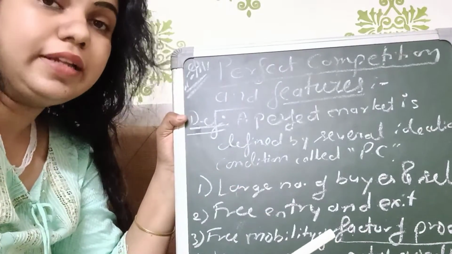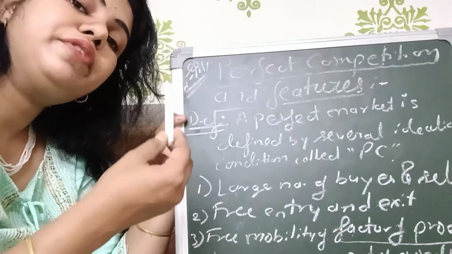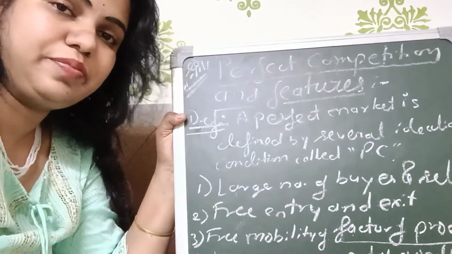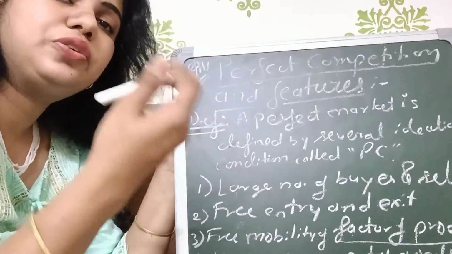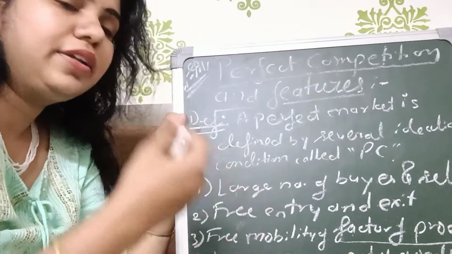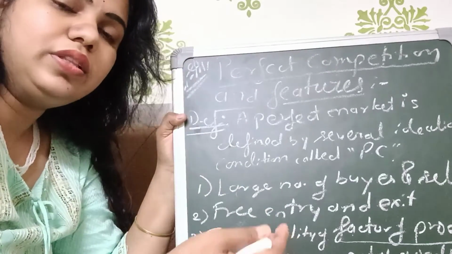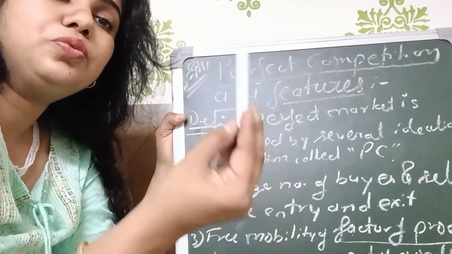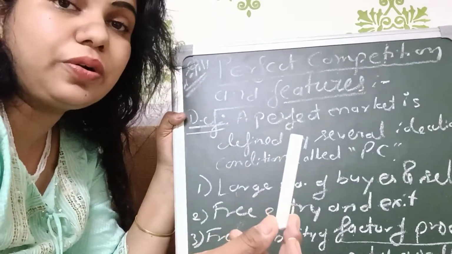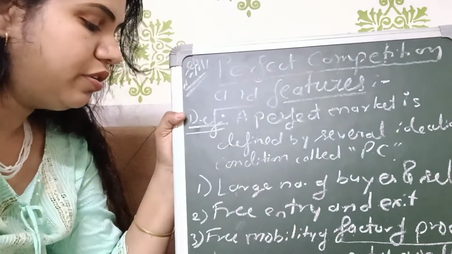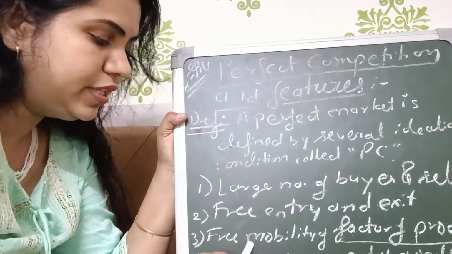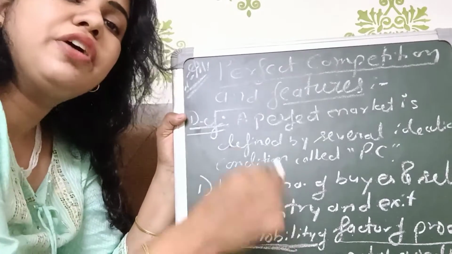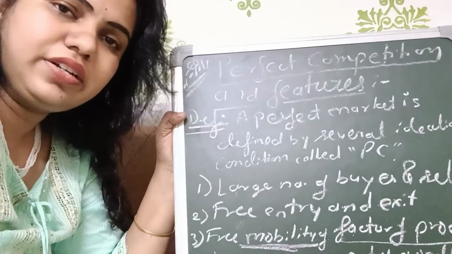And your land, for example, wherever you want to set up your factory, that is your labor, your raw material, your land, all these things which are used to manufacture this particular chalk, right? So that is your factor of production. Free mobility, that means freely, easily can transport.